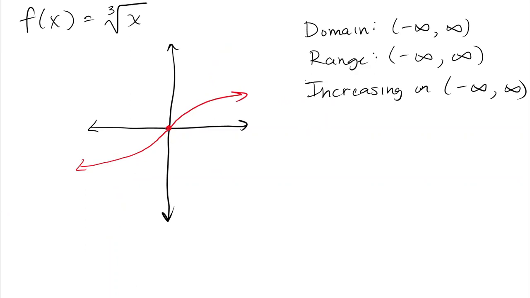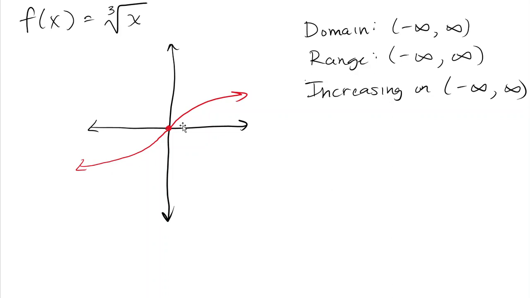The cube root function also increases the entire time, but it's not nearly as steep. It snakes through the origin more horizontally than you see with the cubing function. Its domain is all real numbers. You can take the cube root of any number you want. It's okay to take the cube root of a negative number. You'll just get a negative output. As such, the range is also all real numbers.